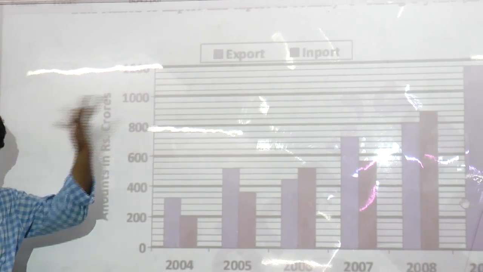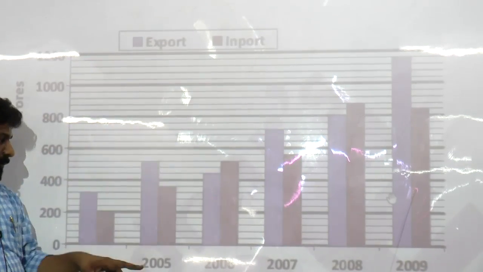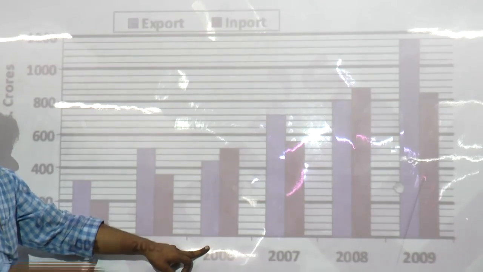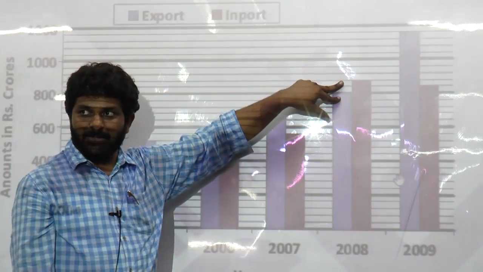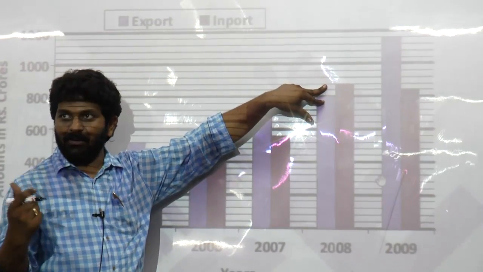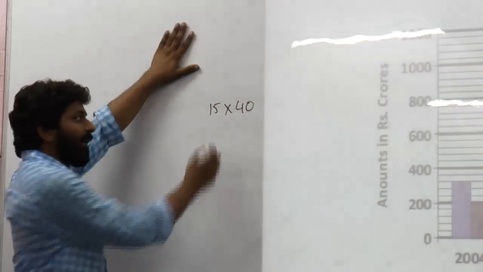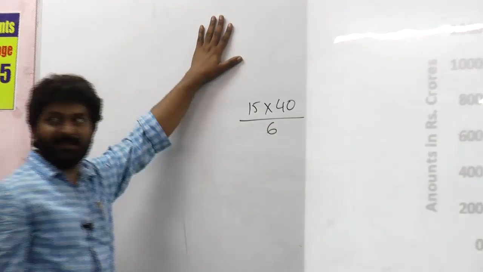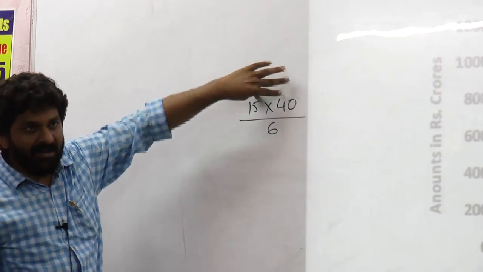Now let me identify negative lines also, where import is more than export. We have 2 years, 2006, 2008. Here I have 2 lines and here I have 2 lines. Total 4 negative lines, positive 19, total 15. And 1540 is right. And you are asked about average divided by 6. 15 times 40 is 600, and 600 by 6.